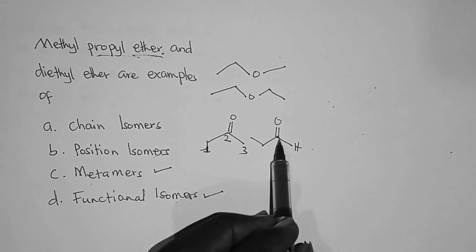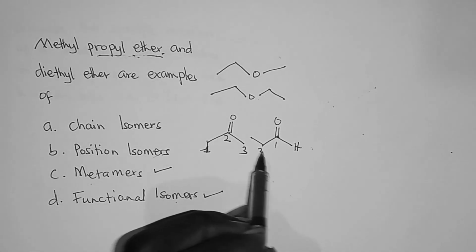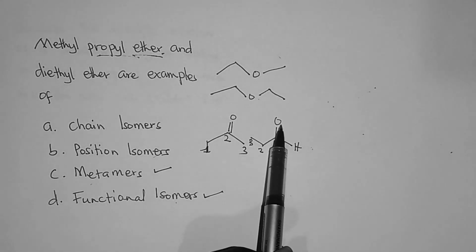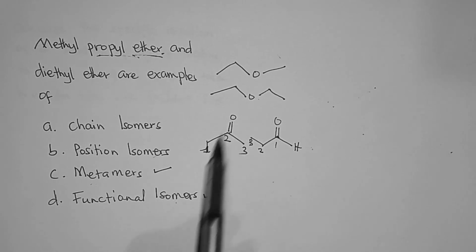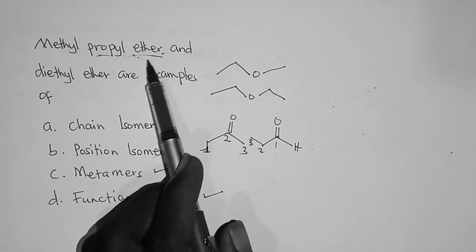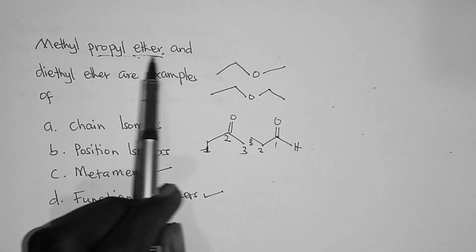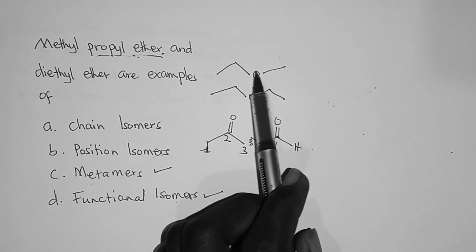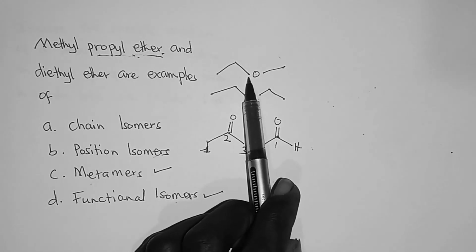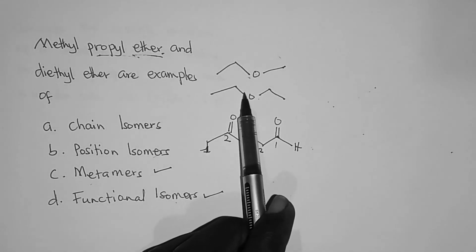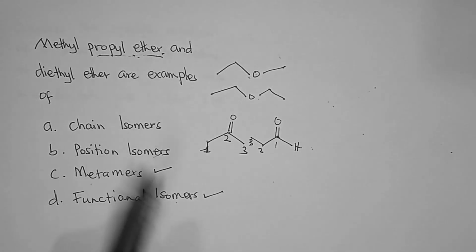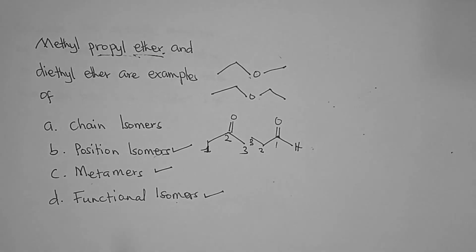And then this is on carbon number 1. This is 1, 2, 3. So carbon number 1 is bearing a double bond O. Carbon number 2 is bearing a double bond O in this case. So you can see that in diethyl ether and then methyl propyl ether, here the oxygen is sandwiched between carbon number 1 and carbon number 2. And in this case, the oxygen is sandwiched between carbon number 2 and carbon number 3. So this is a clear example of positional isomers.